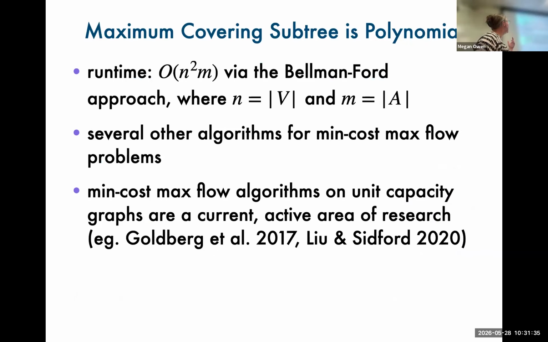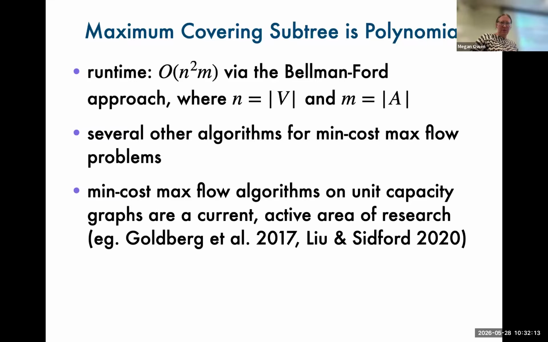So the runtime is O(n squared m), where n is the number of vertices and m is the number of edges. In a network that's not restricted, but in a tree, the number of edges depends on the number of vertices. I will say this is an active area of research, so it's possible there's a better algorithm out there, but I think people were just wondering about a polynomial one, and if anyone's going to run it, they're going to just use this.